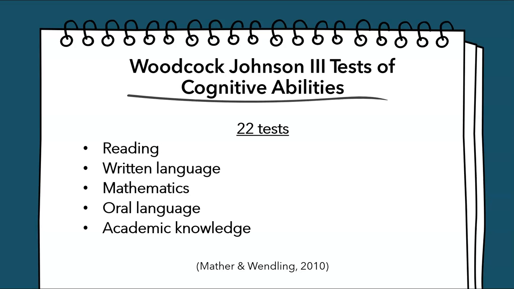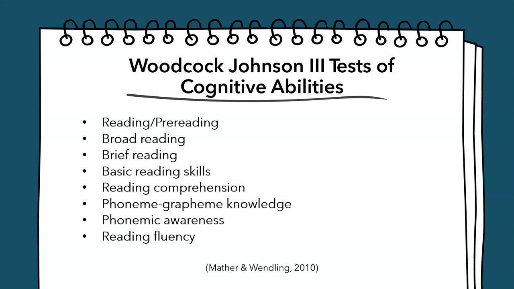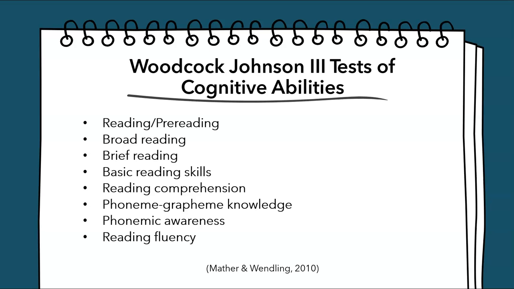it includes reading, written language, and oral language. There are 22 tests altogether, and according to Mather and Wendling, processing speed is covered in these tests. There are 6 tests that measure various reading and pre-reading skills, including broad reading, brief reading, basic reading skills, reading comprehension, phoneme-grapheme knowledge, or letter-sound relationships, phonemic awareness, and fluency. And then there are also 6 tests that cover writing skills.